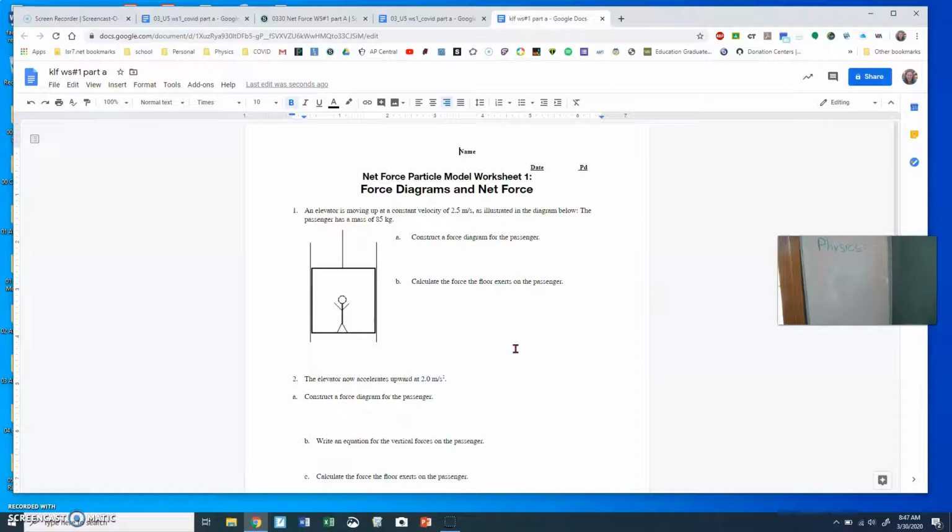So I've got an elevator moving up at a constant velocity. As illustrated in the diagram below, the passenger has a mass of 85 kilograms. Construct a force diagram for the passenger, and then calculate the force the floor exerts on the passenger. So I'm going to redraw it so I can go up to the webcam.